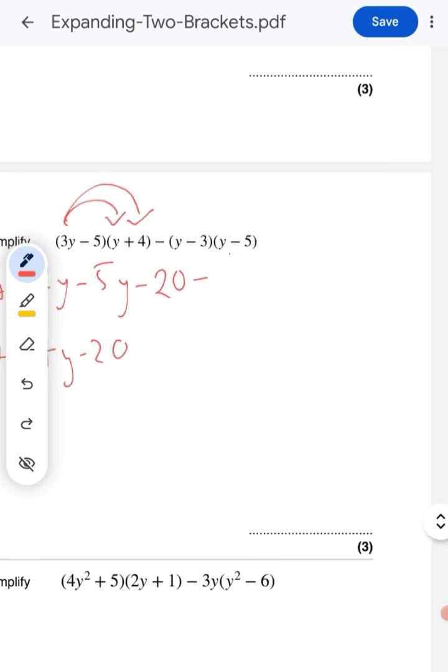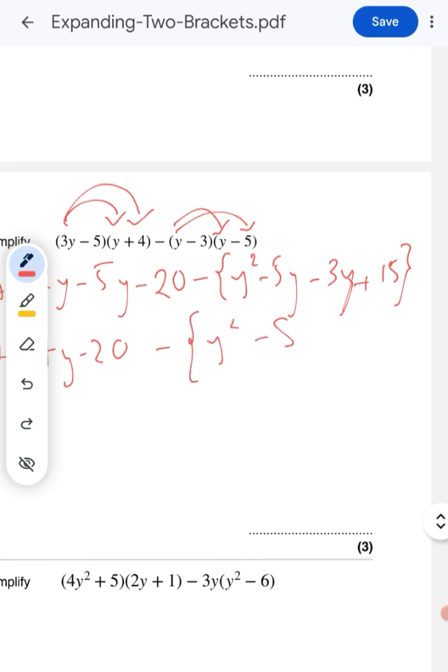Now y multiplied by y, it's your y squared. Then y multiplied by minus 5 is your minus 5y. Agreed? Now minus 3y and plus 15. Okay? Now let's simplify this side first. Minus sign, keep it as it is. y squared minus 5y minus 3y makes a minus 8y plus 15.